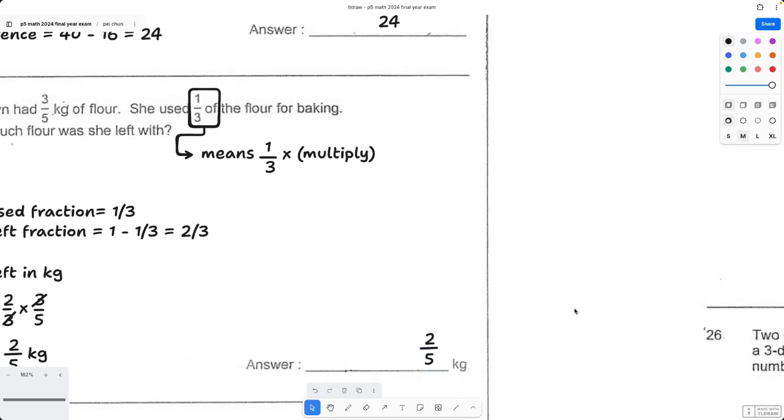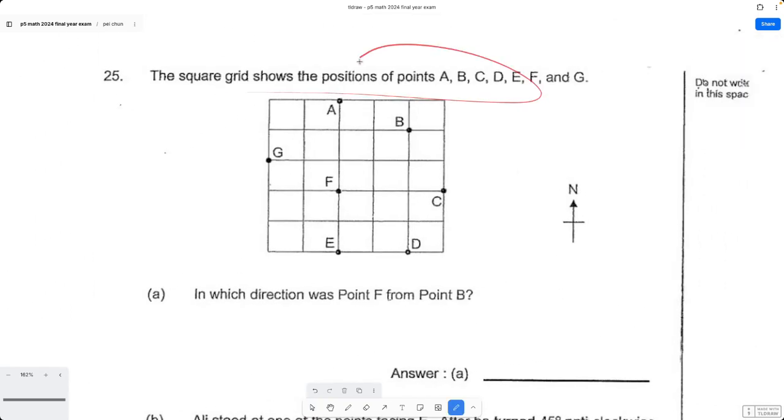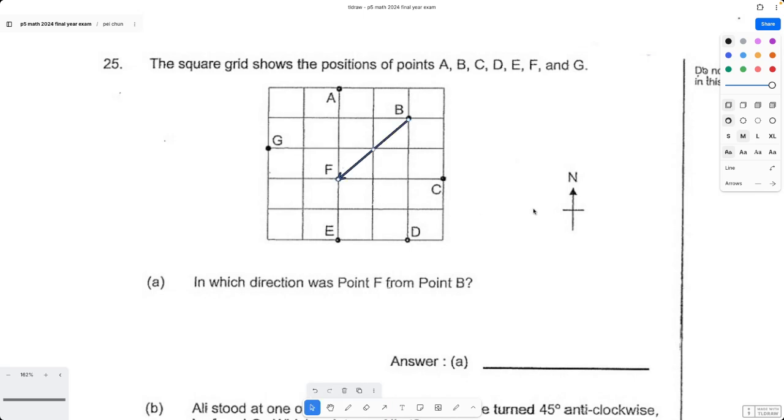All right, let's move on to the next question. Question 25. The square grid shows the position A, B, C, D, E, F, G. In which direction was point F from point B? So from point B to point F, let me draw the arrow. This should be north, south, east, and west. So this means this is southwest.